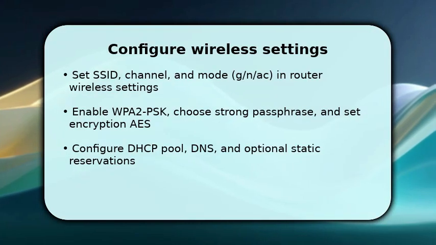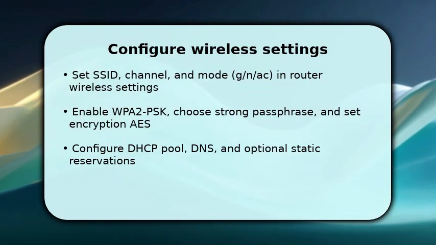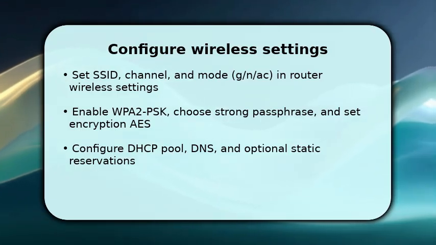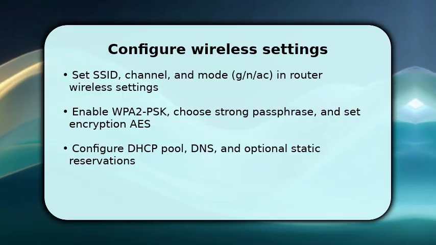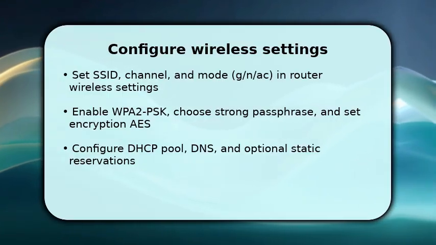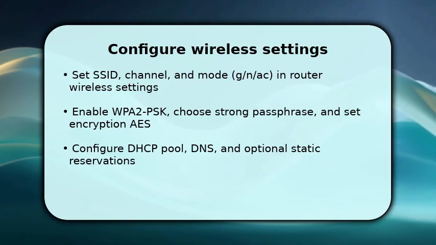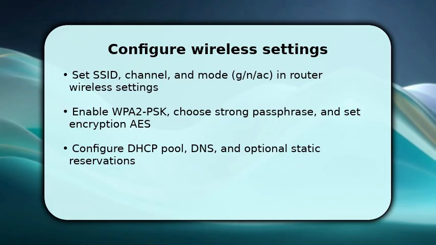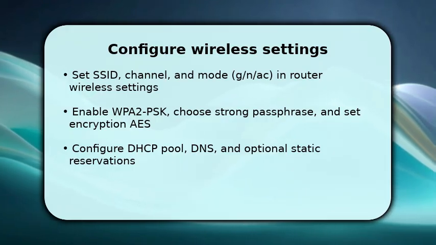Now you configure the wireless network itself. In the router interface, set the SSID, channel, and wireless mode. Pick a less congested channel to reduce interference. Next, enforce security. Enable WPA2-PSK and AES encryption with a strong passphrase so clients authenticate securely.